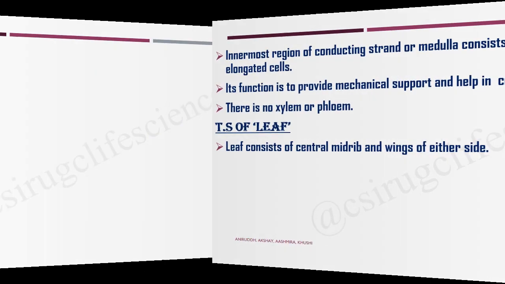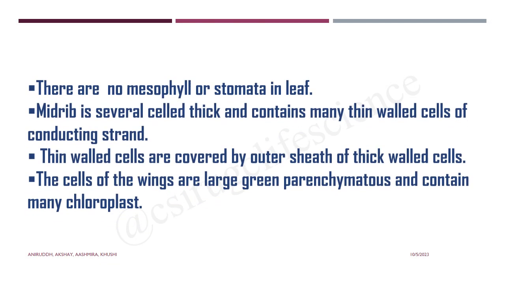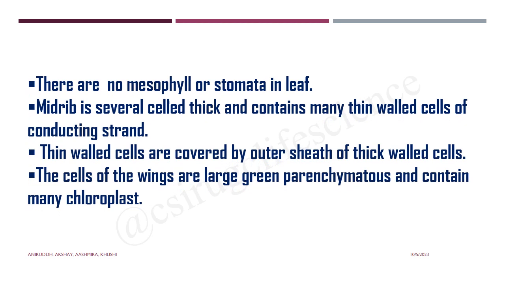There are no mesophyll or stomata in the leaf. The midrib is several cells thick and contains many thin-walled cells of the conducting strand. The thin-walled cells are covered by an outer sheath of thick-walled cells. The cells of the wings are large, green, parenchymatous, and contain many chloroplasts.